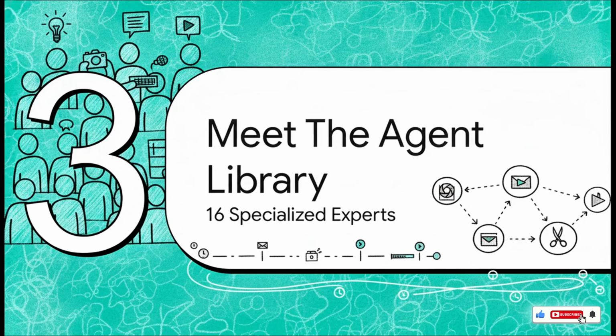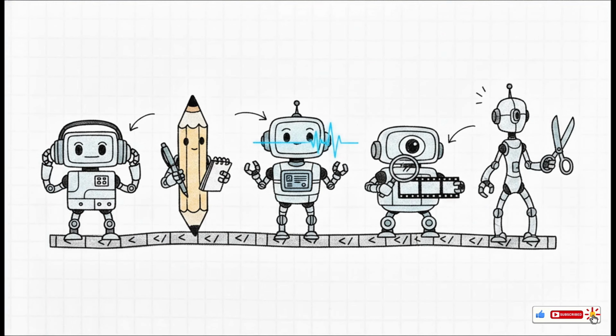Which brings us to part 3, meet the agent library, featuring 16 specialized experts. Because now that the system knows what needs to be done, well, who's going to do it? This right here is where the magic really happens. The agent registry is basically a roster of 16 highly specialized digital crew members waiting for their instructions.